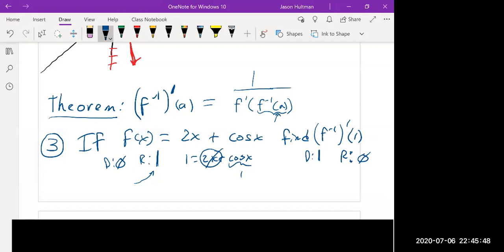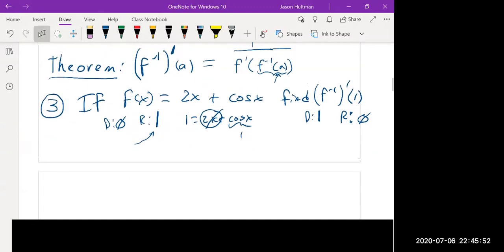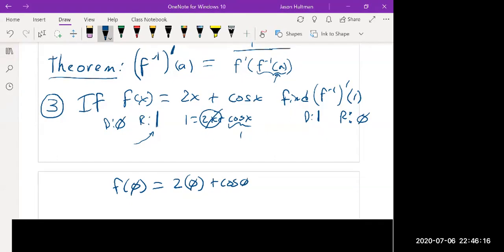Okay. So I know exactly what I need to do. Here's the deal. F of 0 is equal to 2 times 0 plus cosine of 0. And that is equal to 1. Make sense? Hopefully it does.